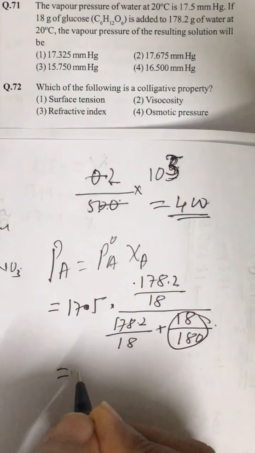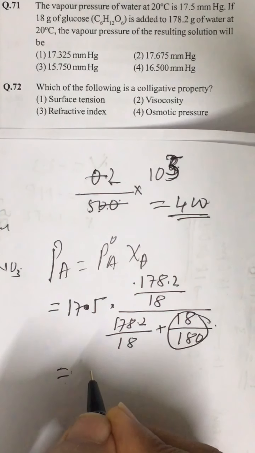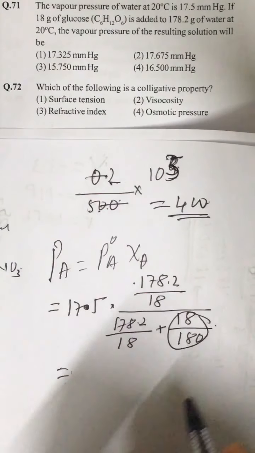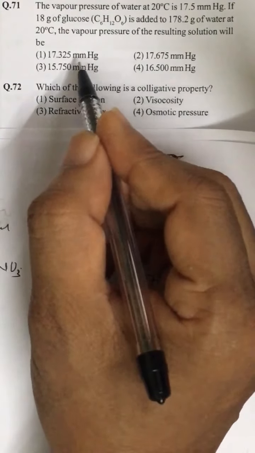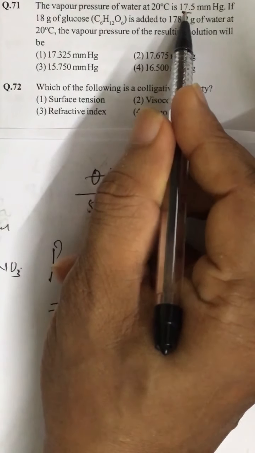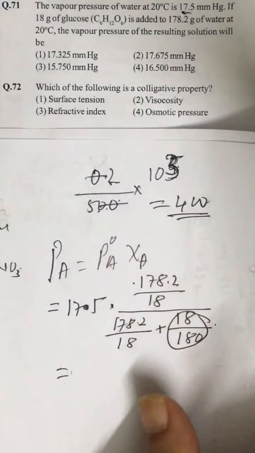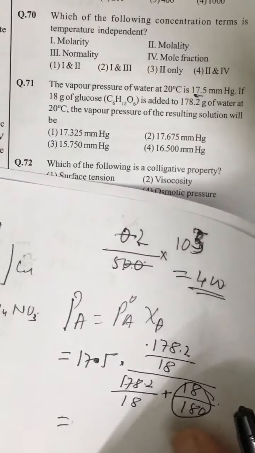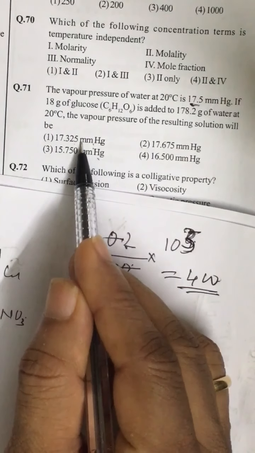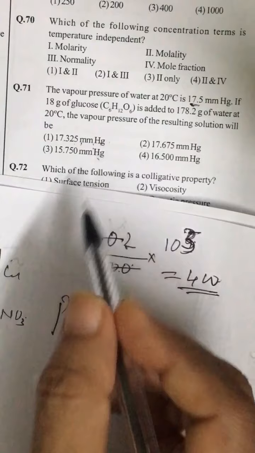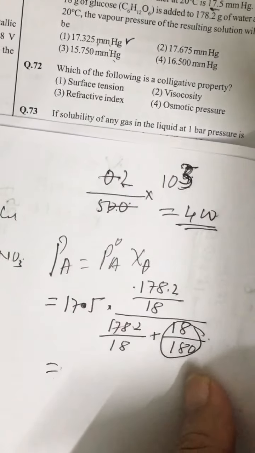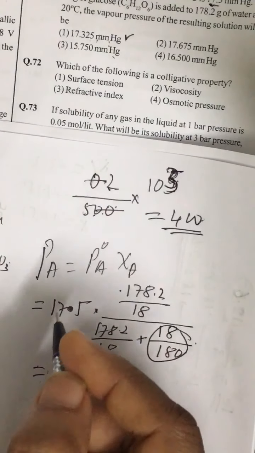It could have been solved in one more manner, without using this. Simply you could have said that when a non-volatile solute is dissolved, vapor pressure should decrease. So what is the vapor pressure given? It is 17.5. If you look at these options, we have only one option with a lower value of vapor pressure. So without calculation, you could have said that this should be the first option. So you should be careful, and you can save your time.